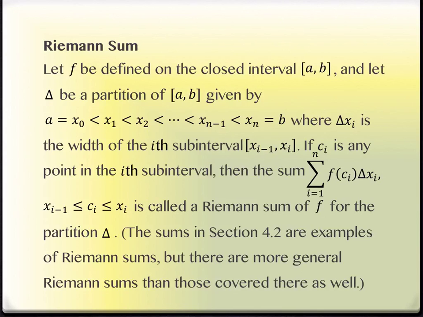If c_i is any point on the ith subinterval, then the sum from i = 1 to n of f(c_i) delta x_i gives us the sum. This is called a Riemann sum of f for the partition delta. And the sums in section 4.2 that you did are actually examples of Riemann sums, but more general Riemann sums than those are covered here as well.